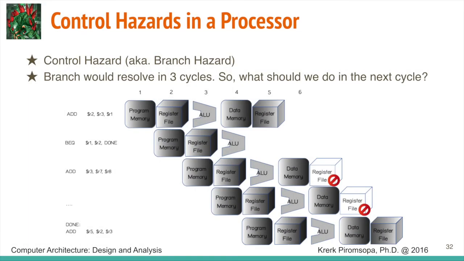How about control hazard? Well, control hazard basically comes from the branch instruction. You want to figure out whether you have to branch or not. That would usually take at least 3 cycles. But until you know the result that you have to branch, let's say you have to branch here, it may be too late.